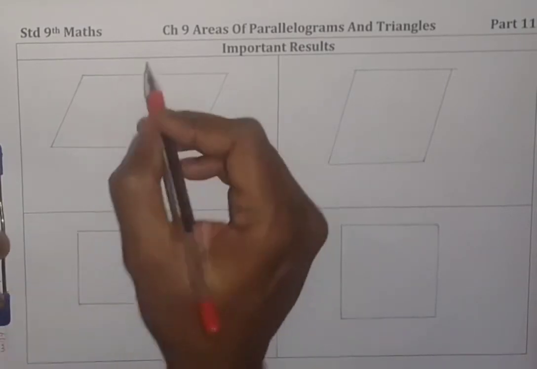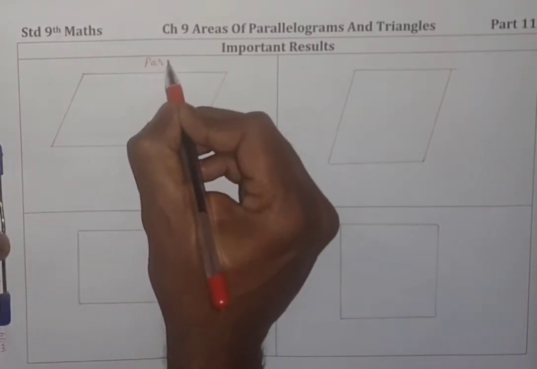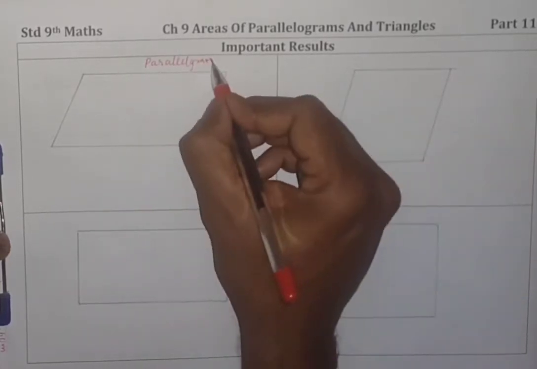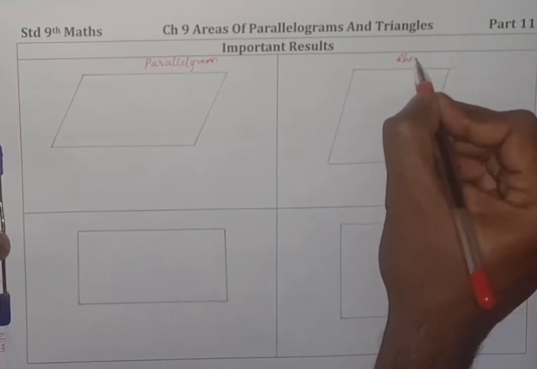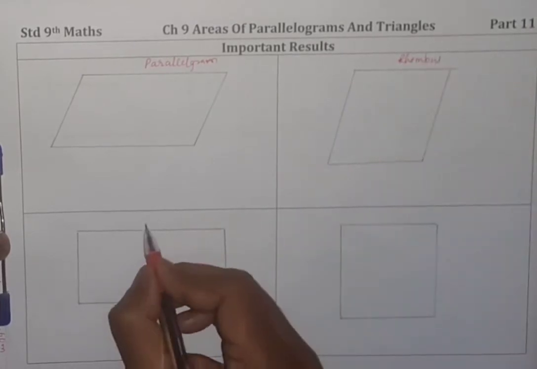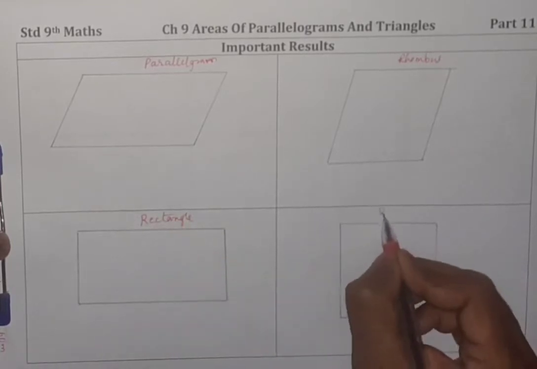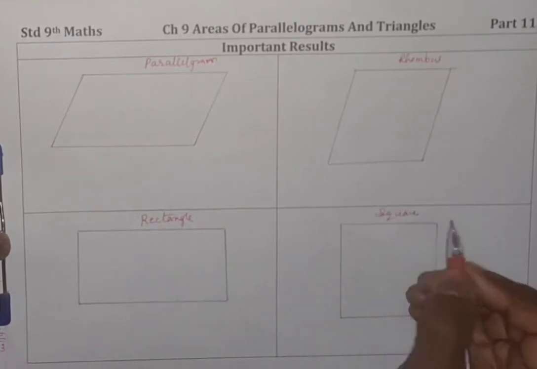Now this is a parallelogram, children. Here is a rhombus. You know the properties we have learnt. This is a rectangle and a square. All right.